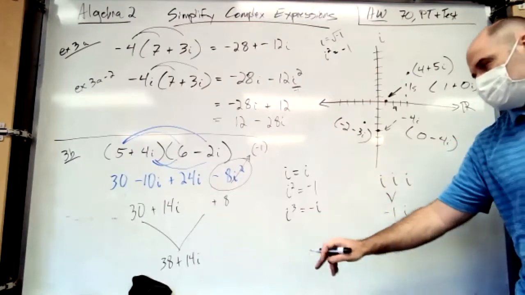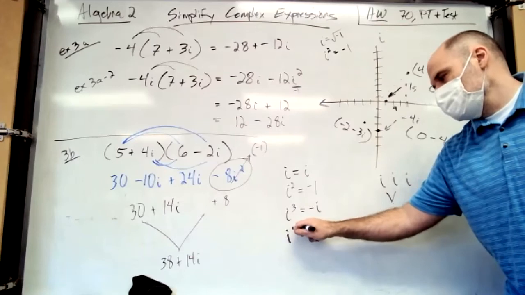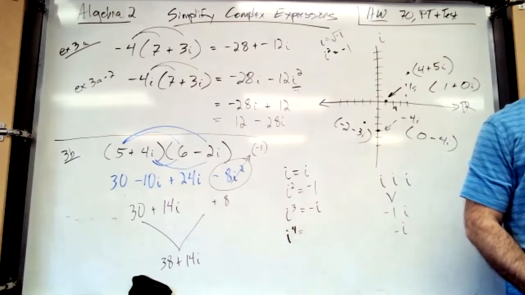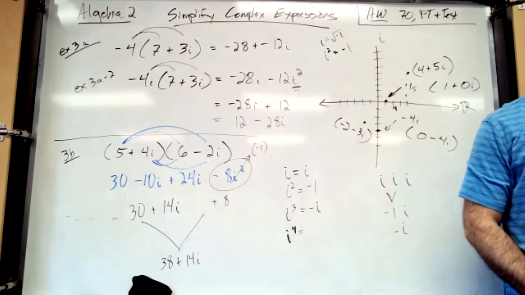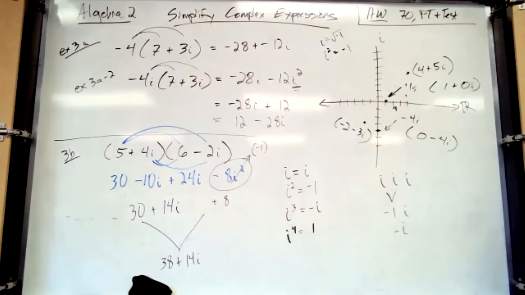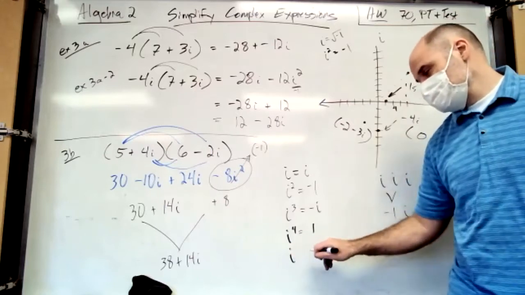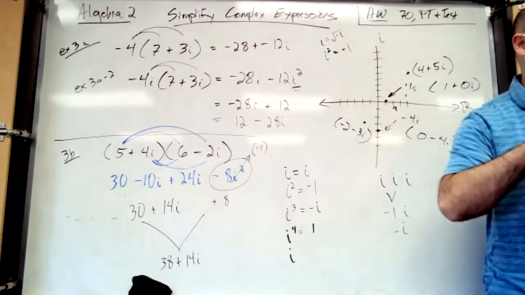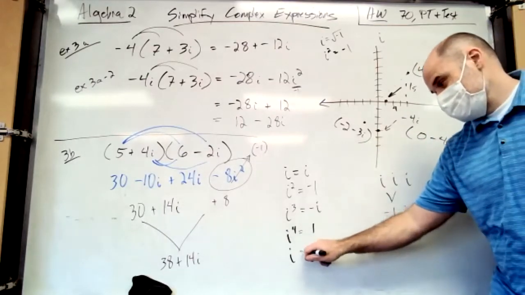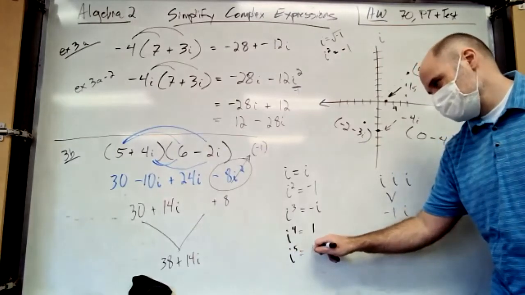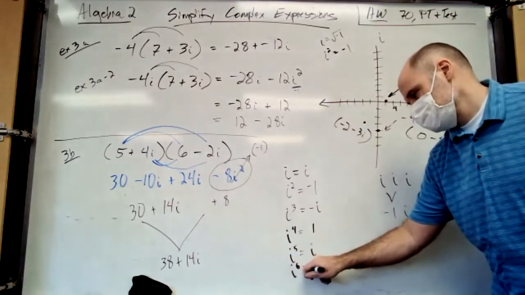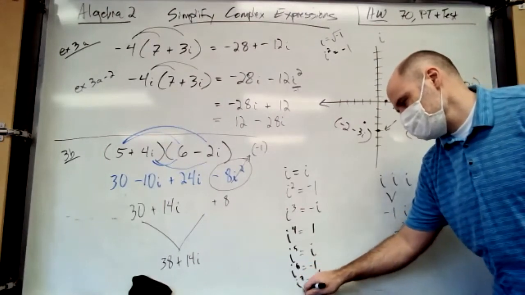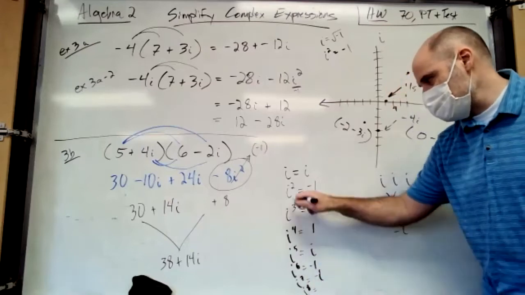But look at this. i to the 4th is just what? 1. Yes. So then what's i to the 5th? Well, it's i to the 4th times another i, which is i. So then i to the 6th is -1. And it's a pattern. It cycles every 4.